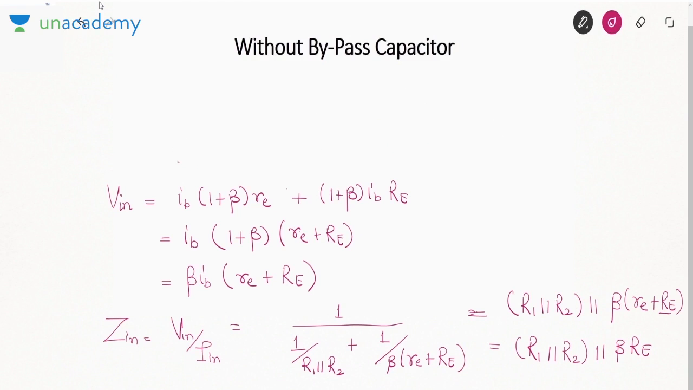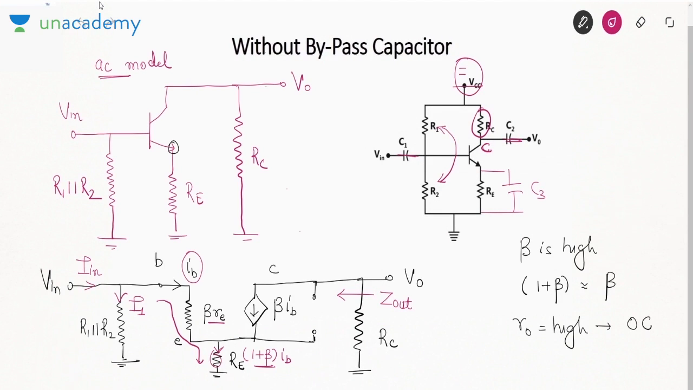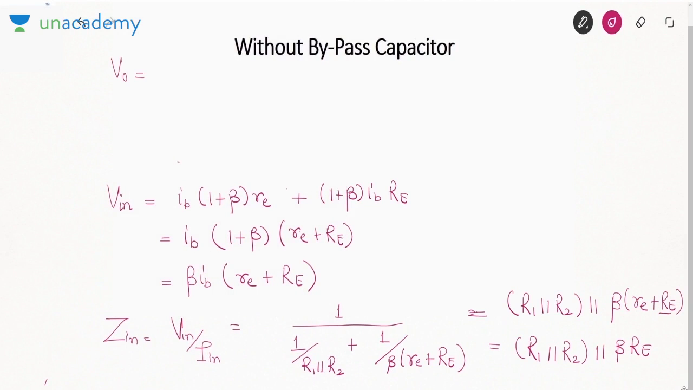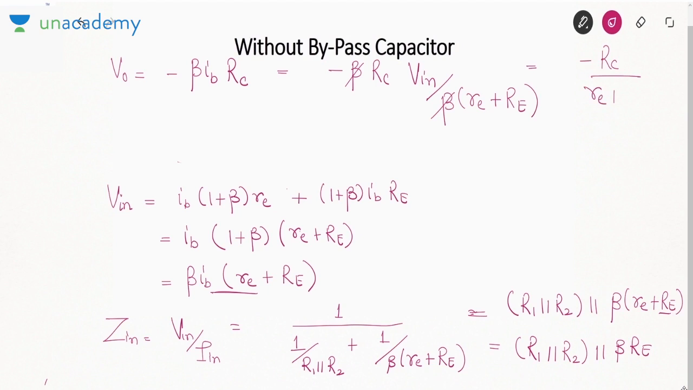If you want to calculate voltage gain, see, this beta IB current comes like this. So it is coming like this, beta IB. So the voltage is plus minus like this, but V0 is opposite polarity. So V0 is minus beta IB into RC. Now we know IB can be written as V in from this equation by beta (small re plus capital RE), which means beta gets cancelled. So V0 is minus RC over small re plus capital RE into V in, which means V0 by V in, which is the voltage gain, is minus RC over small re plus capital RE.